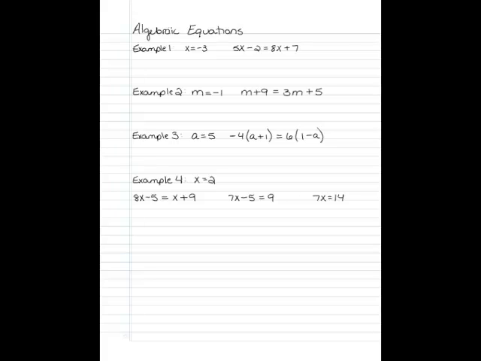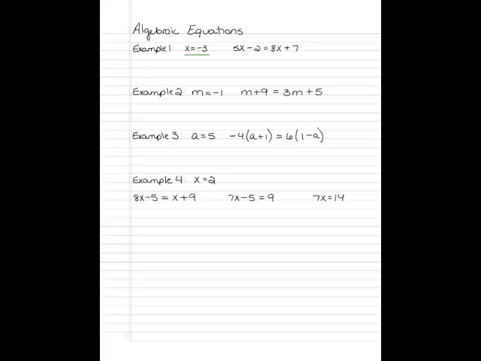So in these examples, we are going to be verifying whether the given value is a solution to an equation. Beginning with example 1, verify that x is equal to -3 is a solution to the algebraic equation 5x minus 2 equals 8x plus 7. Now, in order to verify this, we need to substitute our number, -3, in for x and see if we end up with a true statement.